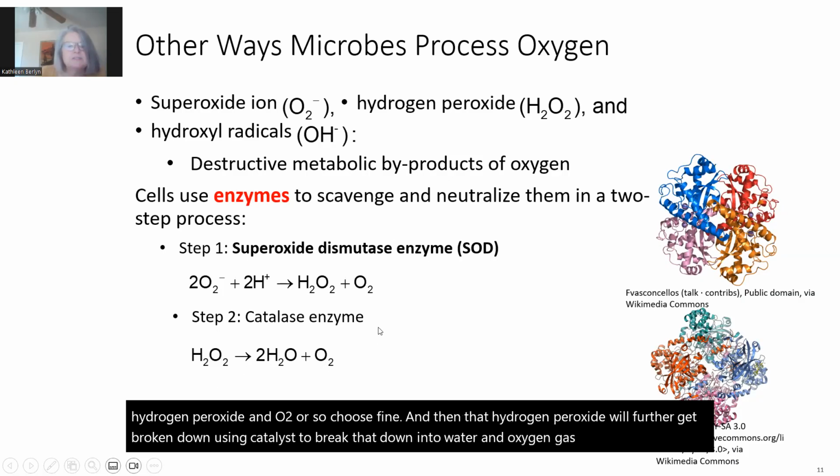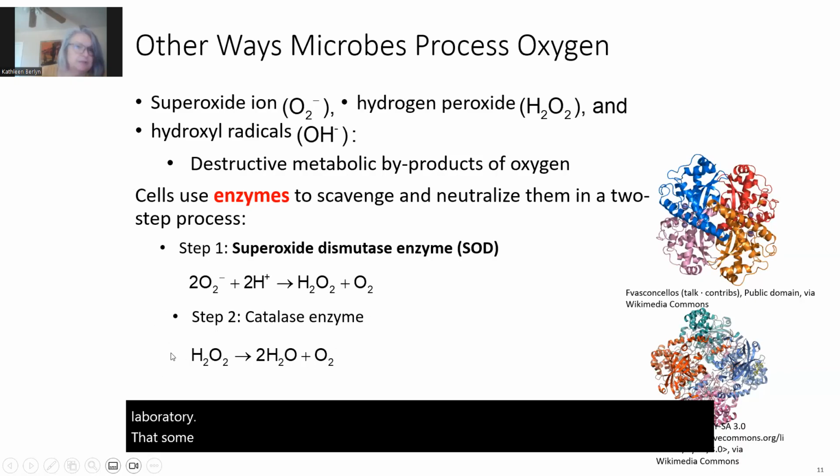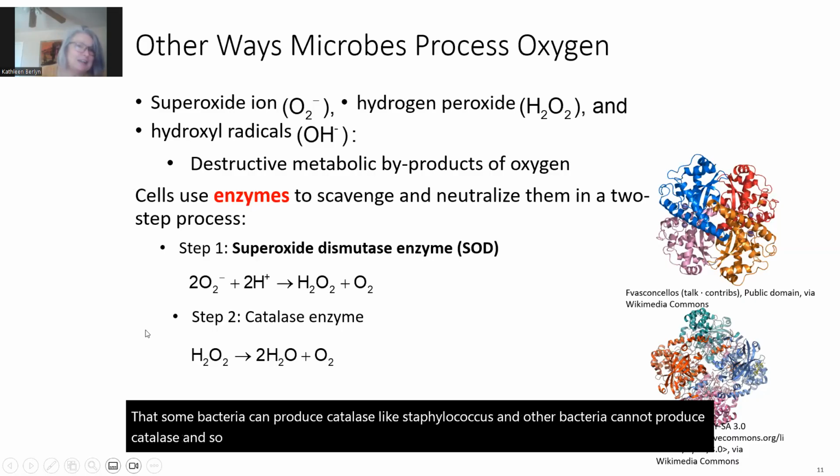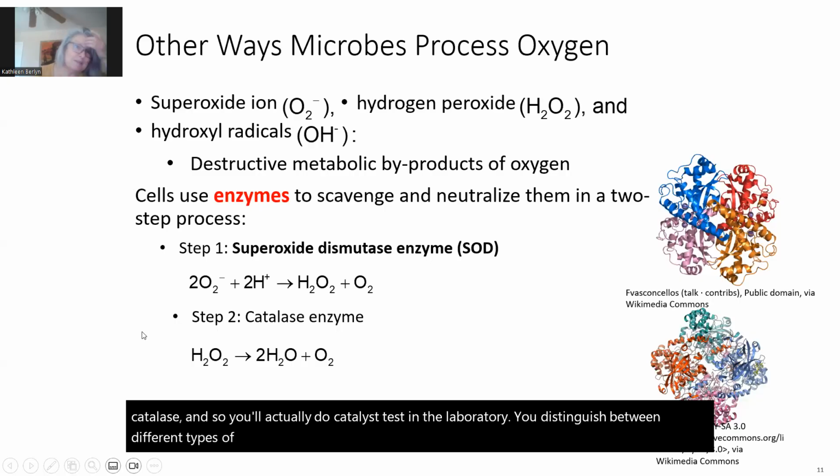We'll see in the laboratory that some bacteria can produce catalase, like Staphylococcus, and other bacteria cannot produce catalase. And so you'll actually do a catalase test in the laboratory to distinguish between different types of microorganisms. Now, many microorganisms can produce catalase, but some cannot.